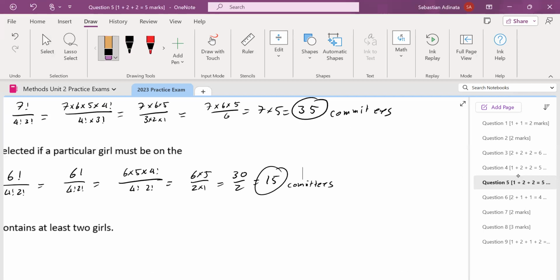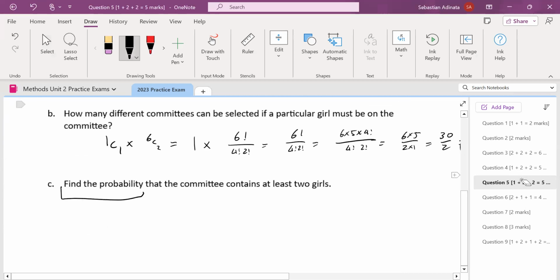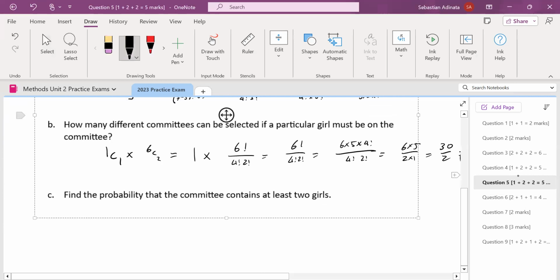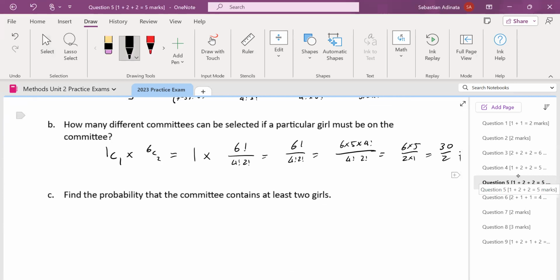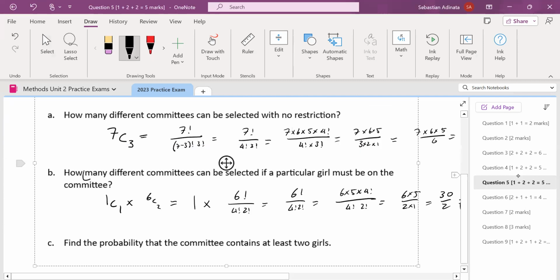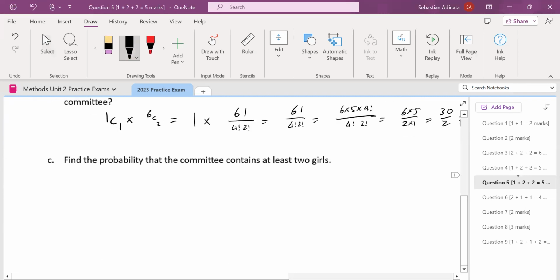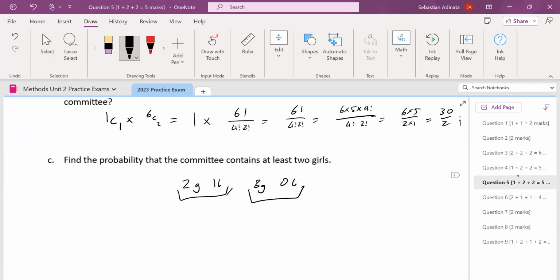We'll do both. Now, find the probability. This is where we have to find the percentage or decimal. It's different to these because these are how many, what is the probability? Anyways, find the probability that the committee contains at least 2 girls. So basically that would be 2 girls, 1 guy, or 1 boy, and 3 girls, 0 boys. So what is the probability that this is the outcome?